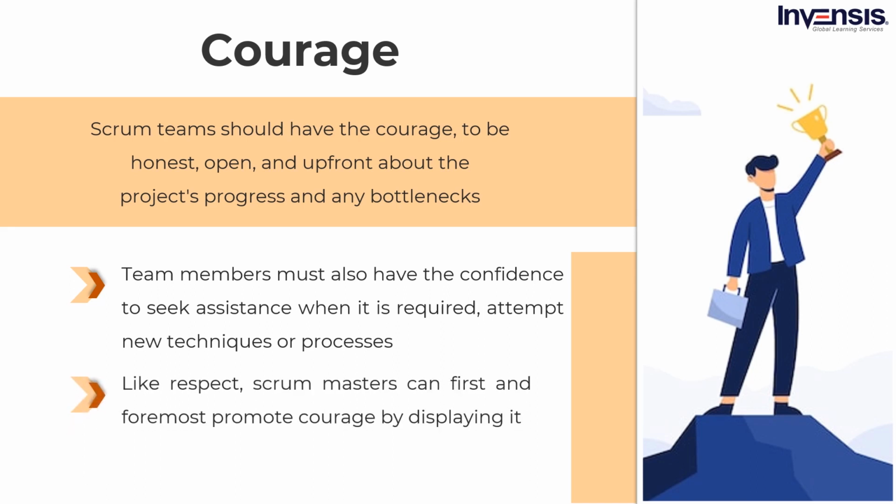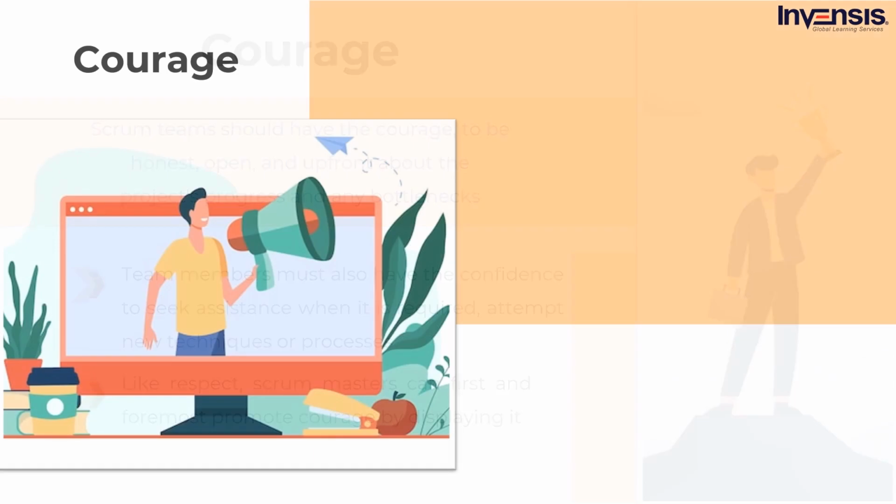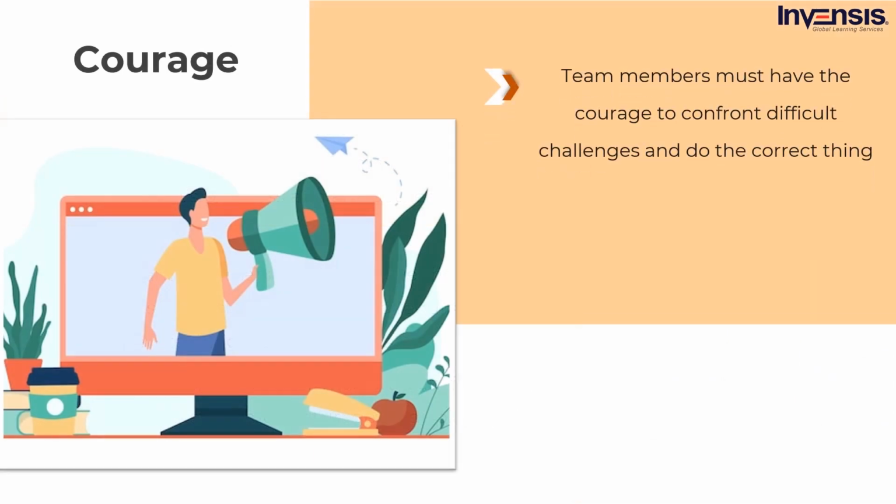Like respect, Scrum Masters can first and foremost promote courage by displaying it. For example, to avoid mid-sprint adjustments or scope creep, the Scrum Master must be courageous enough to stand up to stakeholders and product owners. Next, team members must have the courage to confront difficult challenges and do the correct thing. It's simple to stay on the safe side and avoid risks.